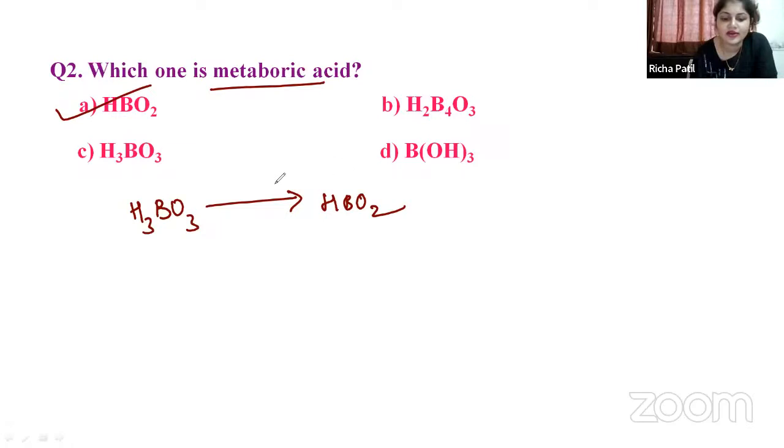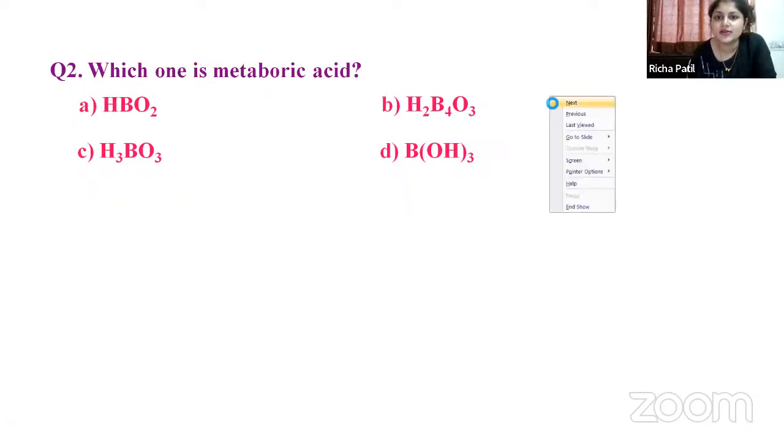Most of you have answered it right. Boric acid undergoes dehydration to give HBO2, and HBO2 is your metaboric acid. So, correct. We'll go for the next one.